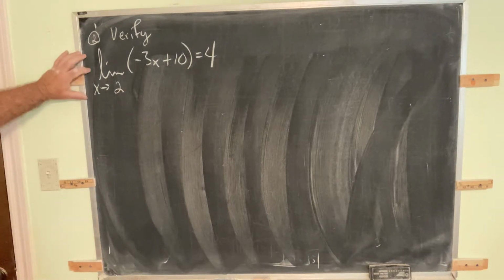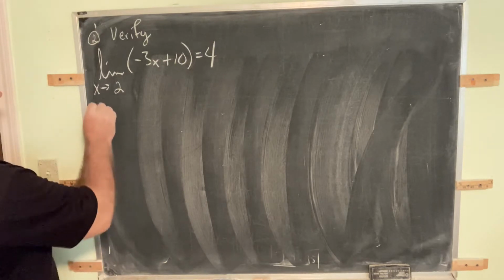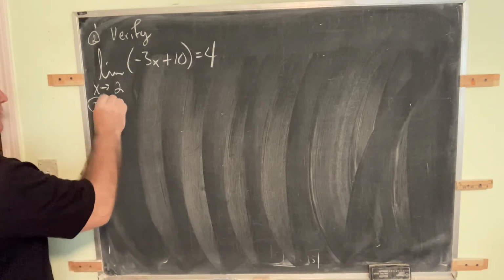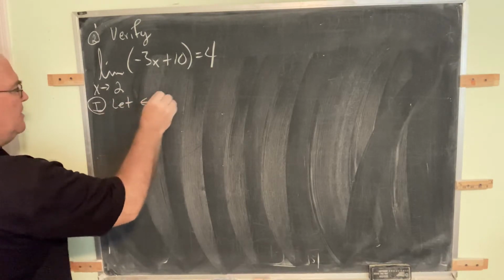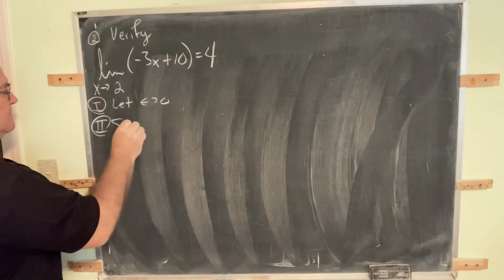Here's our next example. Let's see if we can go through this without quite so much explanation. Step one, we're going to verify this with a delta epsilon proof. Number one, let epsilon be greater than 0. Number two, search for delta.